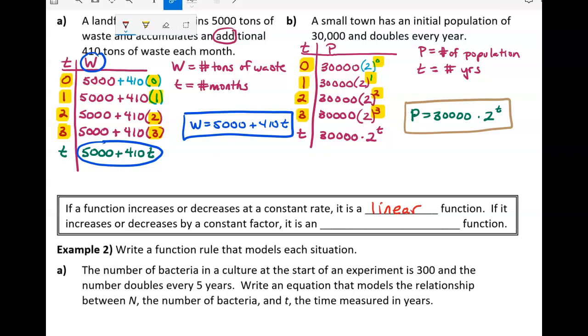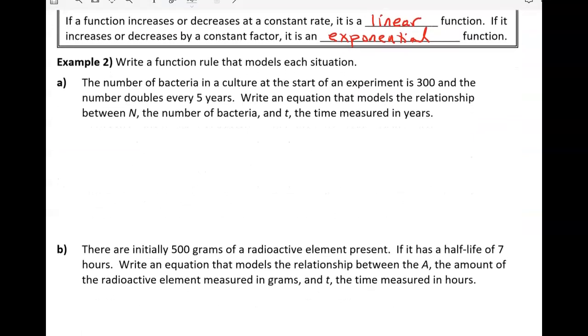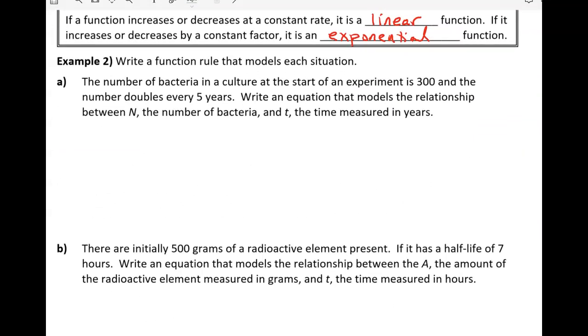And in B, we had a function, the population, that increased by a constant factor, that it was multiplied by 2. Now it could decrease by a constant factor, that is, be multiplied by a fraction. Either way, this is going to turn into what we call an exponential function. And you recognize exponential functions because they have the variable in the exponent. All right, let's take a look at a couple other problem situations and we'll add a layer of complexity to this.